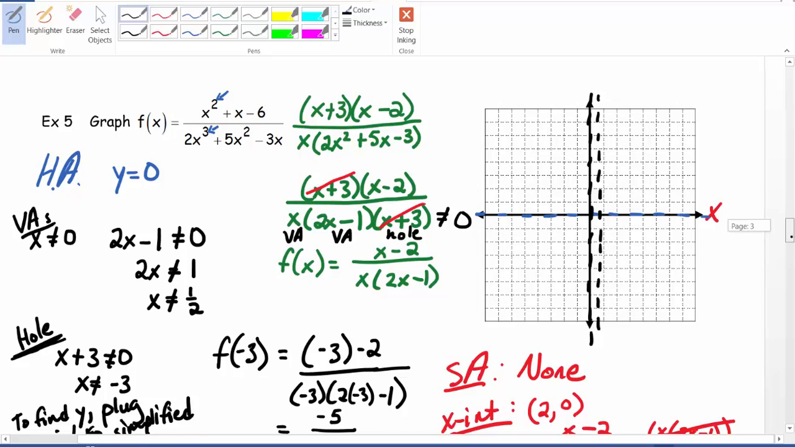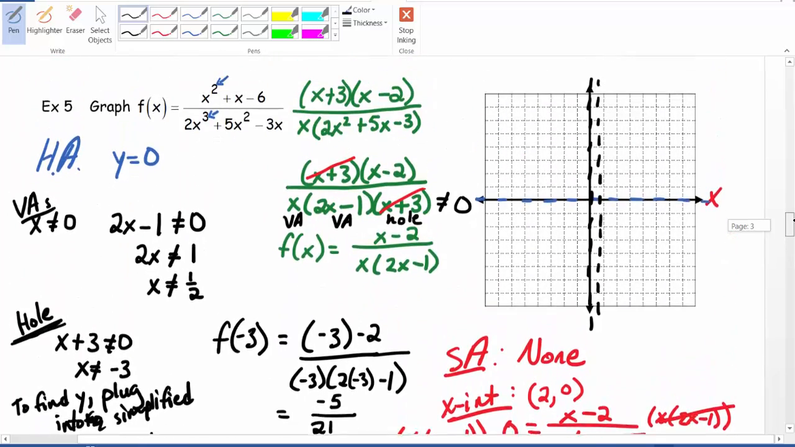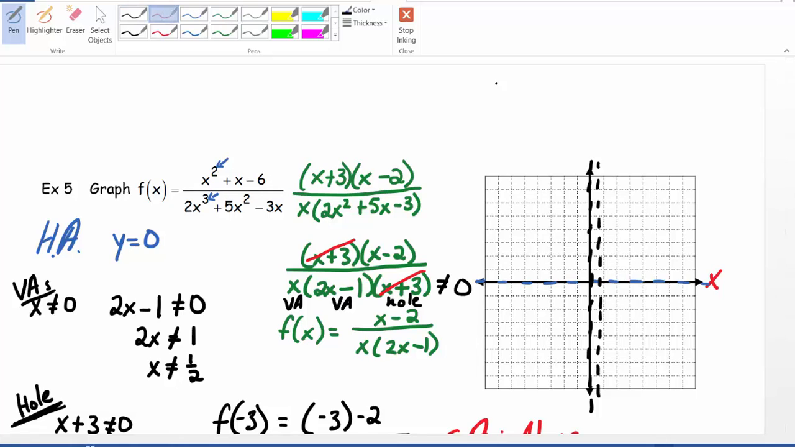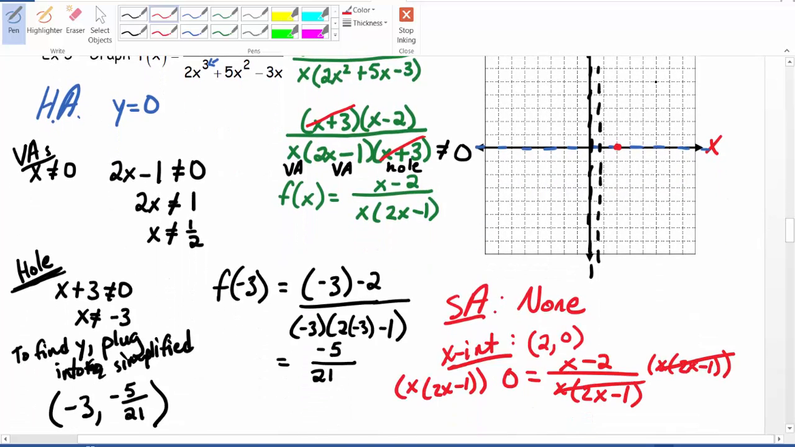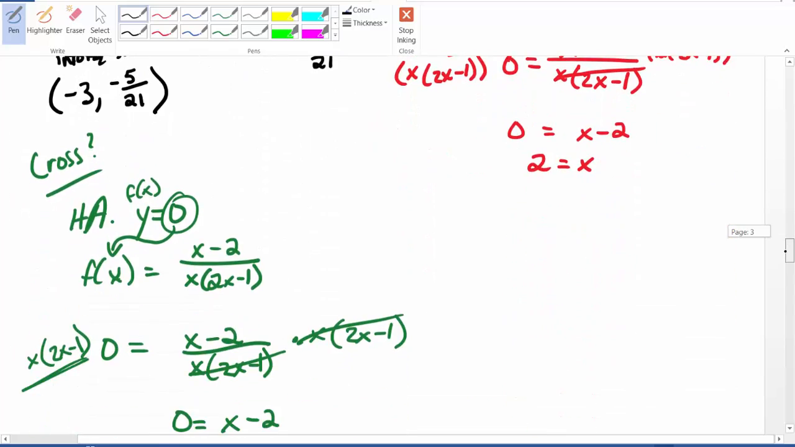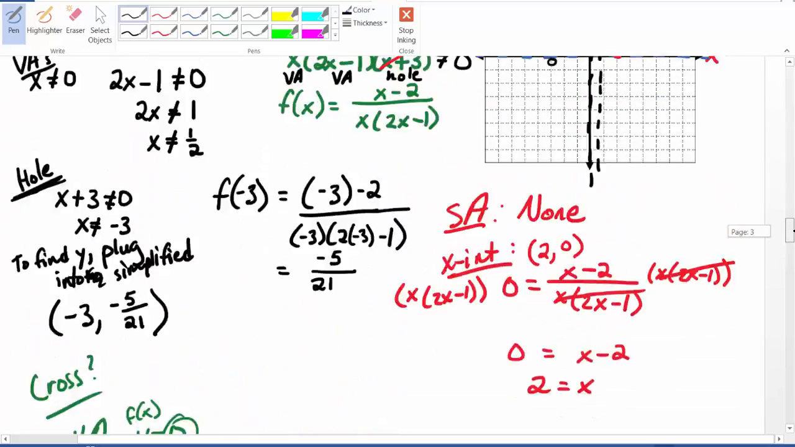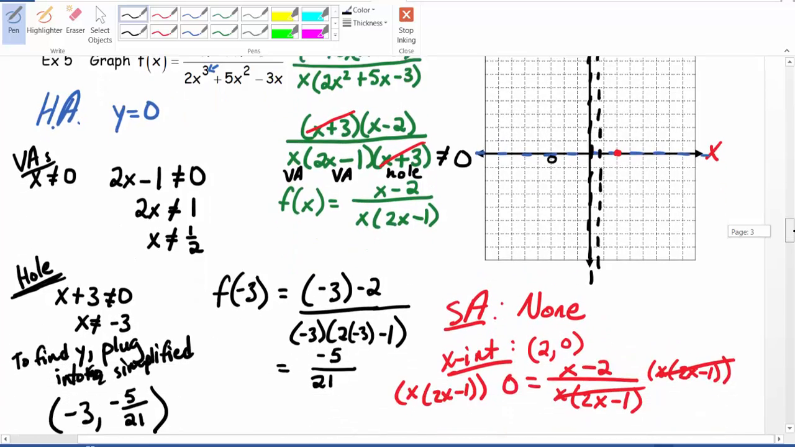And SA, we don't have any. x-intercepts at 2, 0, which also happens to be the crossing for our horizontal asymptote. Looks like our hole disappeared. So -3. There we go. And that's pretty much everything that we have crossed off of our list.